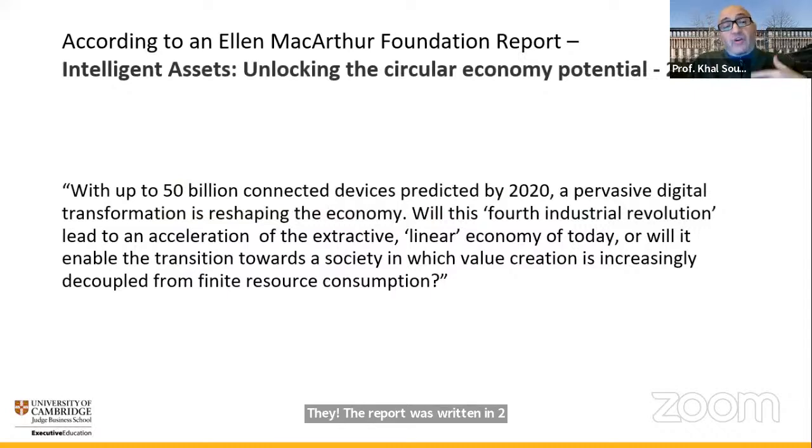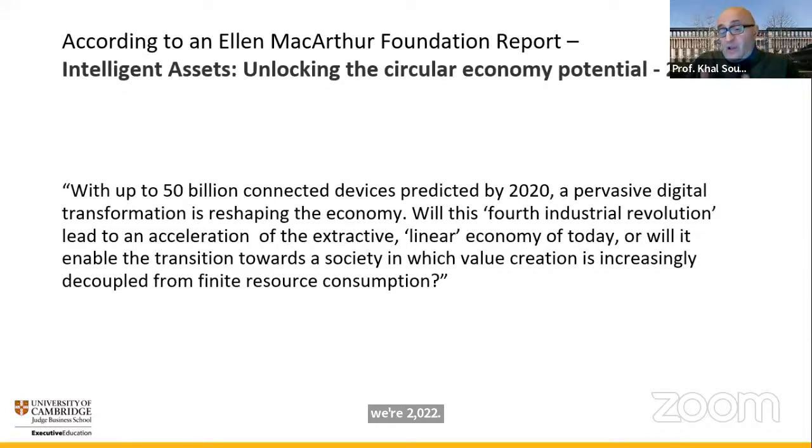And the argument here, or the discussion, was that it was predicted that by 2020, that's 2 years ago now, we would have 50 billion connected devices. Now we're in 2022. In my opinion, we have more than 50 billion connected devices now.